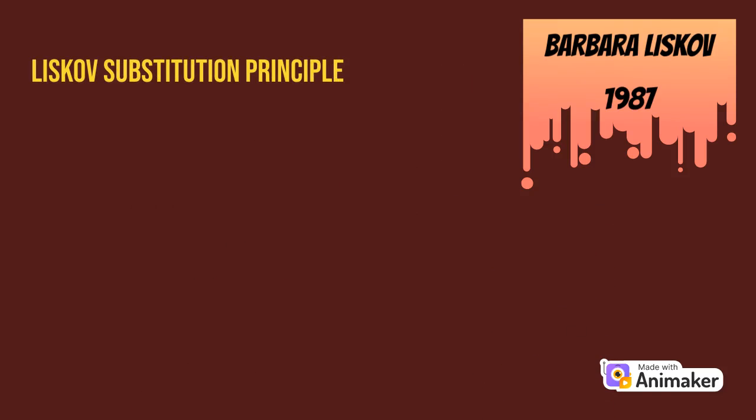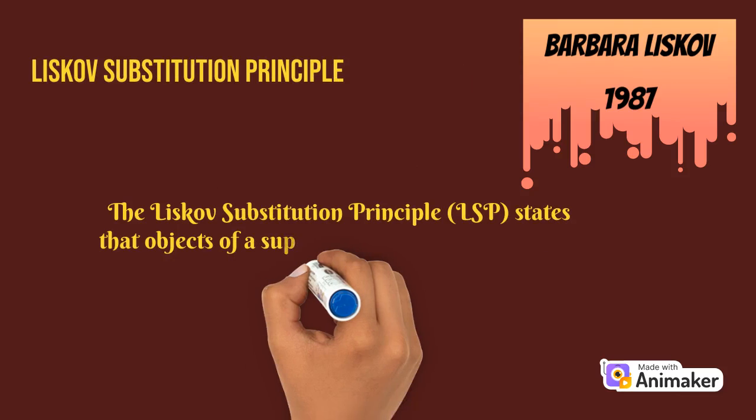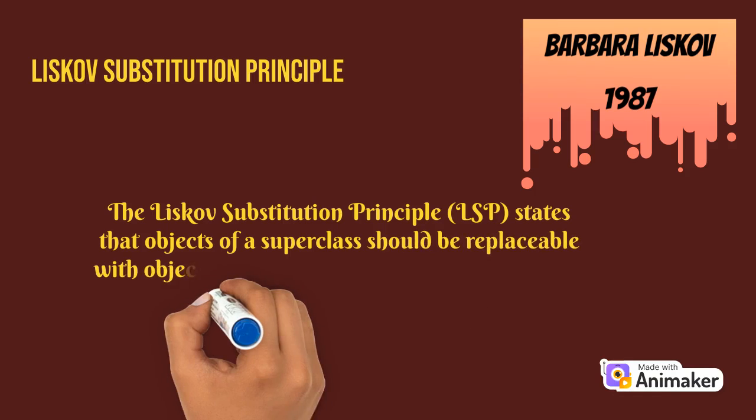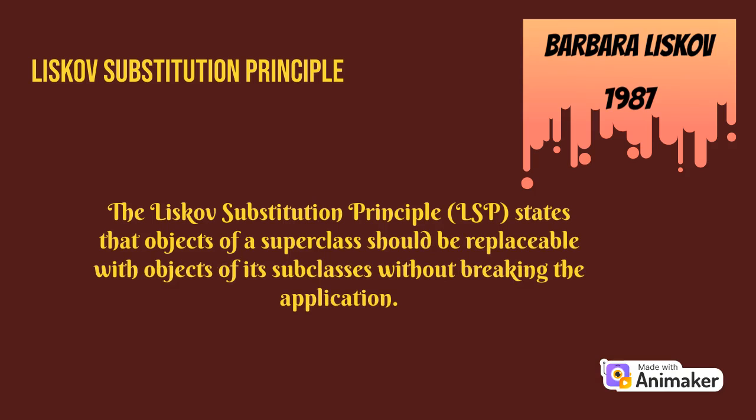The Liskov substitution principle states that objects of a superclass should be replaceable with the objects of its subclasses without breaking the application. In other words, what we want is to have the objects of our subclasses behaving the same way as the objects of our superclass.